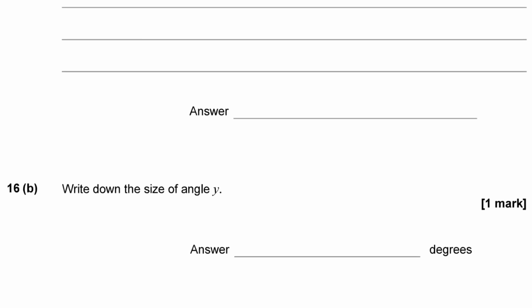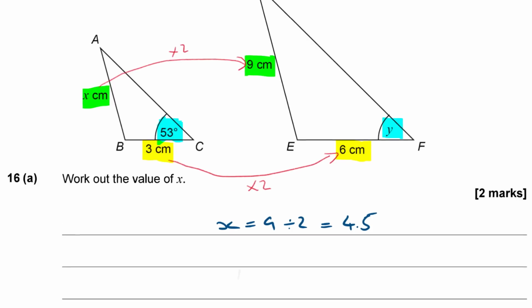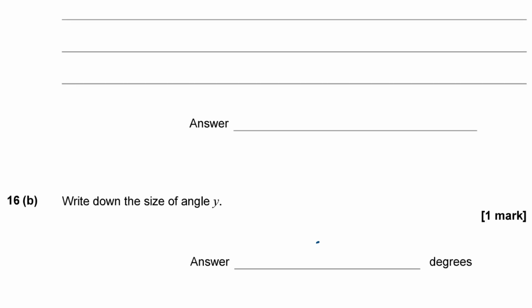And then it says write down the size of angle y. Well, as well as all the sides being in the same ratio, in similar shapes, all the matching angles are going to be the same. So that one and that one actually match up, don't they? So I know straight away that y must be the same angle. It must also be 53. So that needs to be 53 degrees.